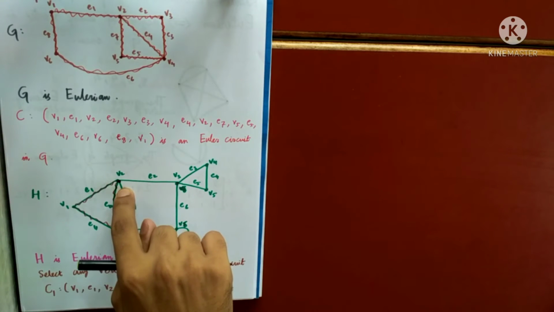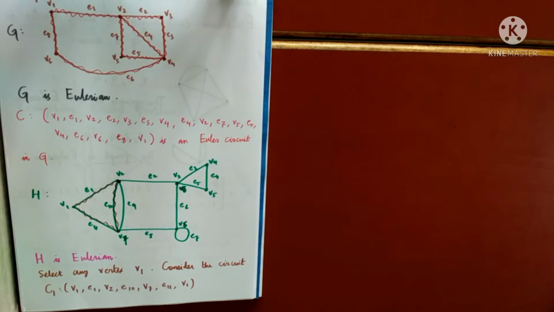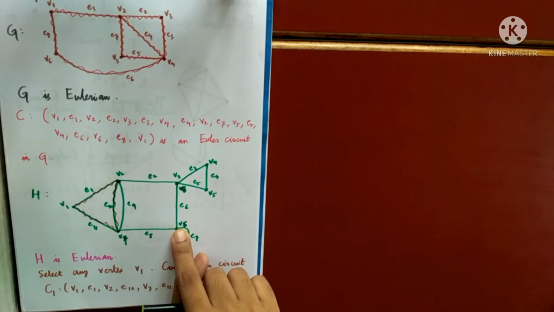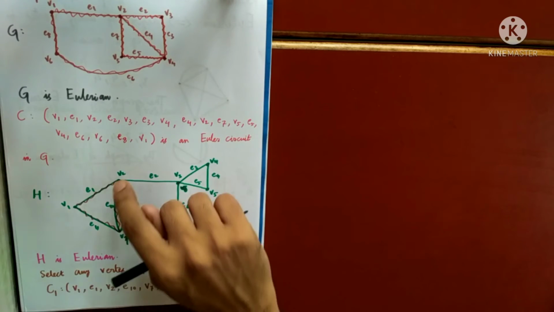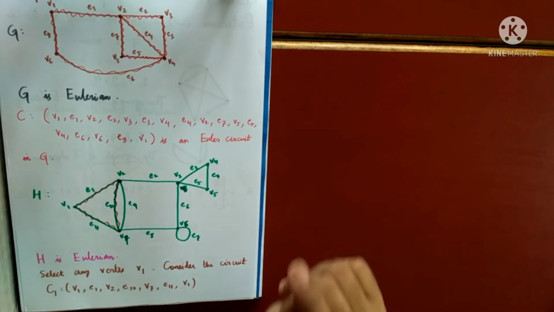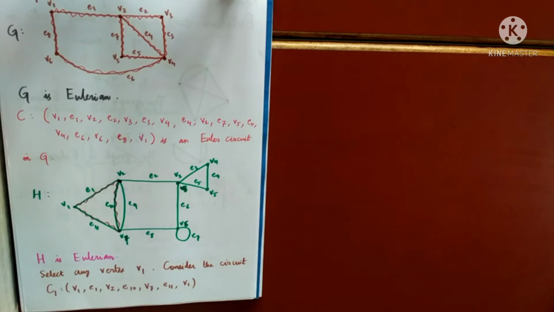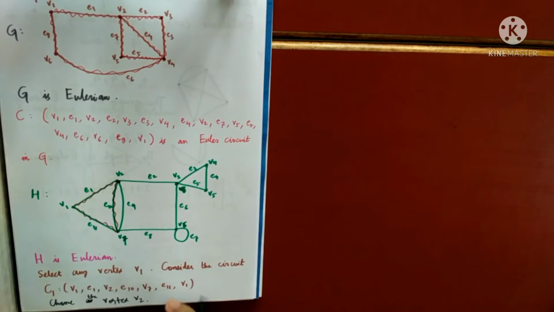Now with this V2, you have to find a new circuit starting at V2 and ending at V2. But remember, the vertex that you are choosing should be from this circuit. You cannot take V6 because V6 is not present here. So you can choose V2, you can choose V7, the choice is yours. Now I am choosing V2. So I will write: choose the vertex V2, which must be present in C1.